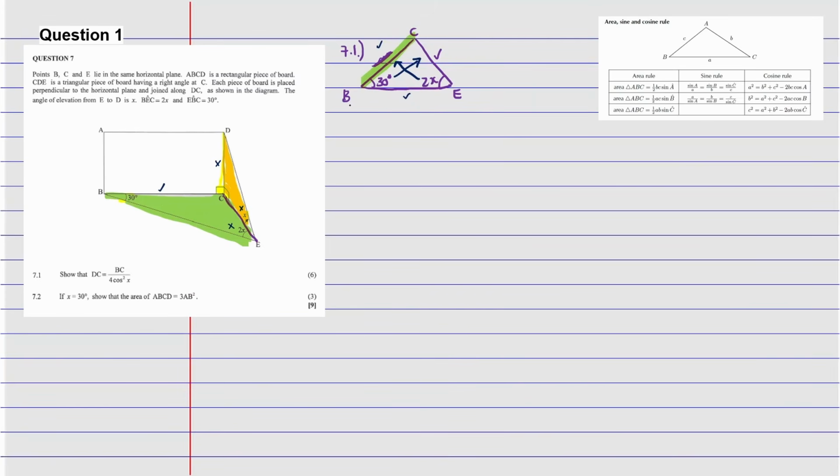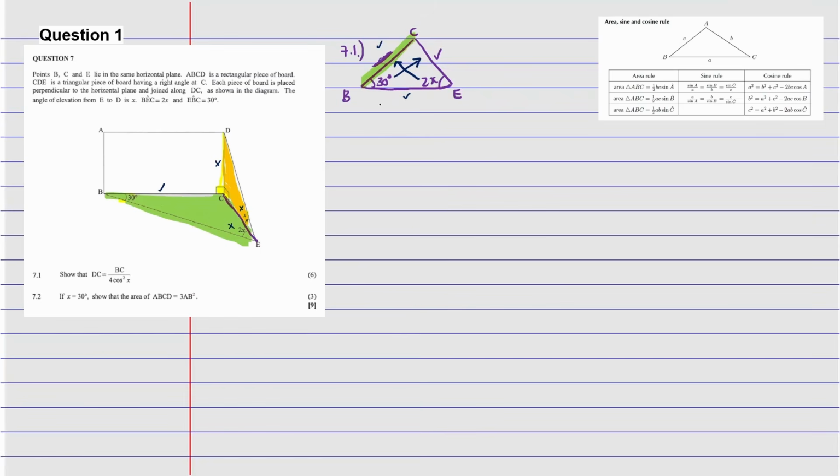And our answer does not have BE, so I can't even use this side. We only need BC. Cos needs the two sides and the included angle, which is perfect, but our answer does not have BE. So we cannot use cos. Our answer does not have BE, but it has BC. So we can't use cos, but we can use sine.